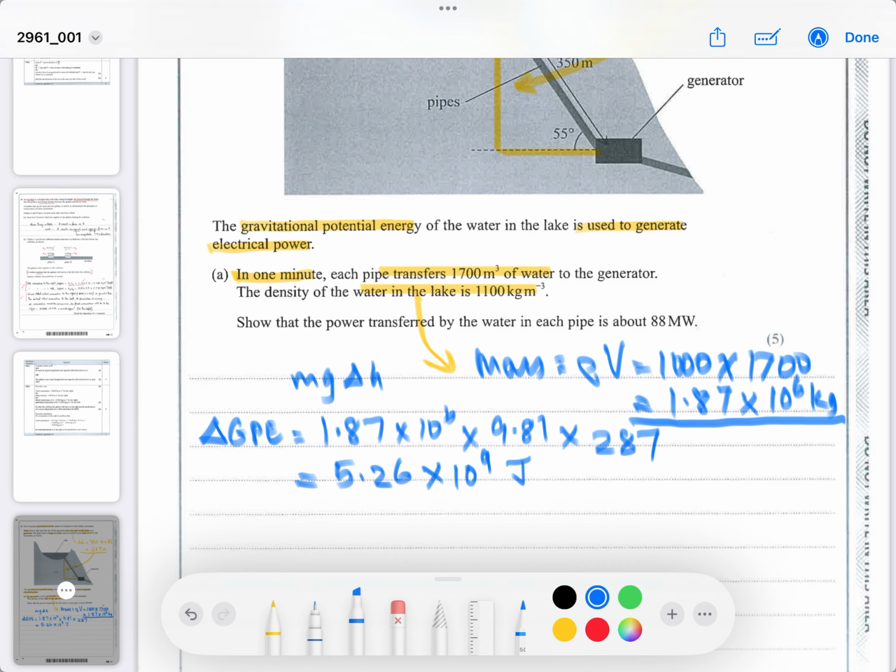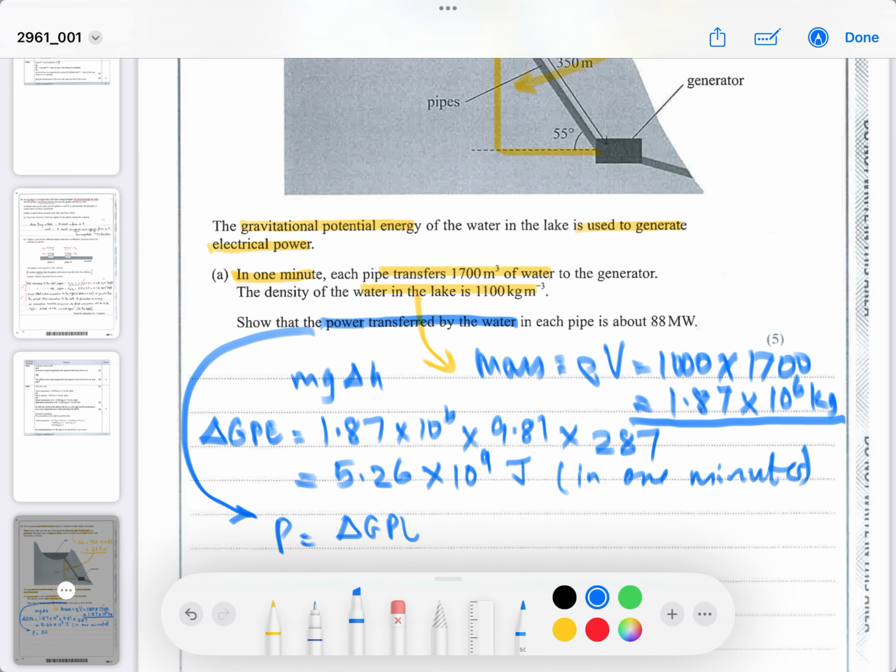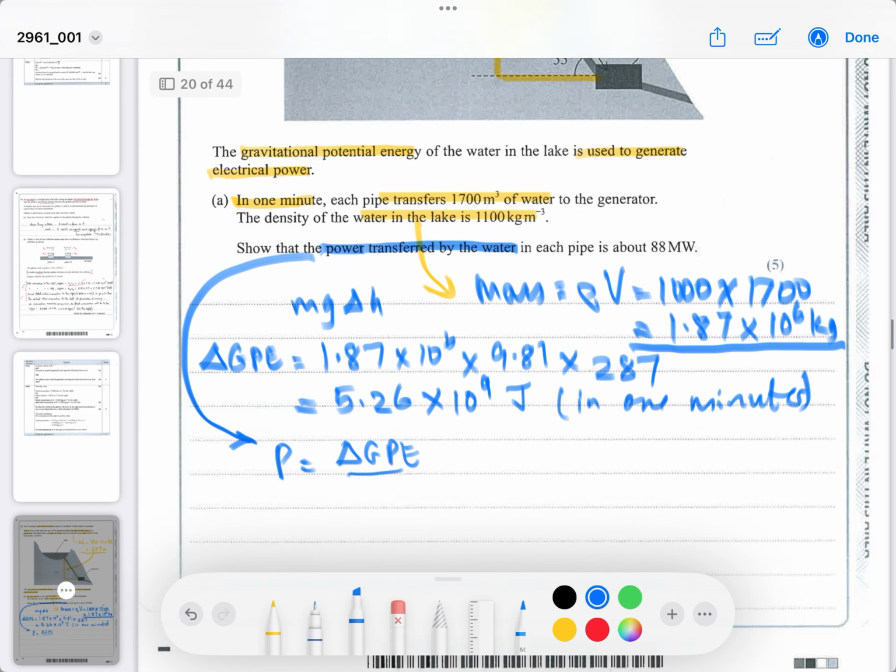Remember, that's energy transferred by the water, but they want us to work out the power transferred. This is what's transferred in 1 minute. The power is the change in gravitational potential energy divided by the time it took. So you just divide that answer by 60: 5.26 times 10 to the 9 joules, giga, divided by 60, and that gives you the power.